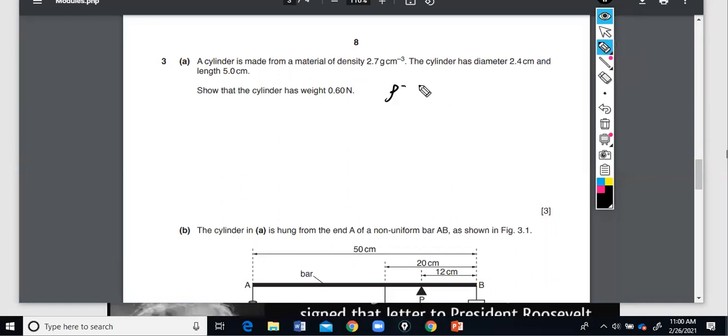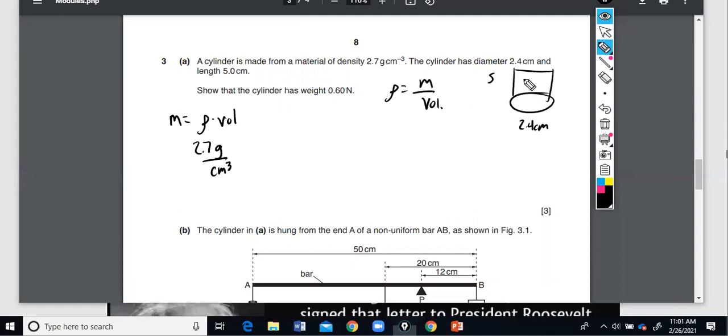If we're given the density, that's mass per volume, and we're trying to show the weight is something. And so if we can get mass, then we're one step away from weight. So mass would just be the density times the volume. We talked about this yesterday. The density is 2.7 grams per centimeter cubed. We've got a cylinder that has a diameter of 2.4 centimeters and a length of 5 centimeters.